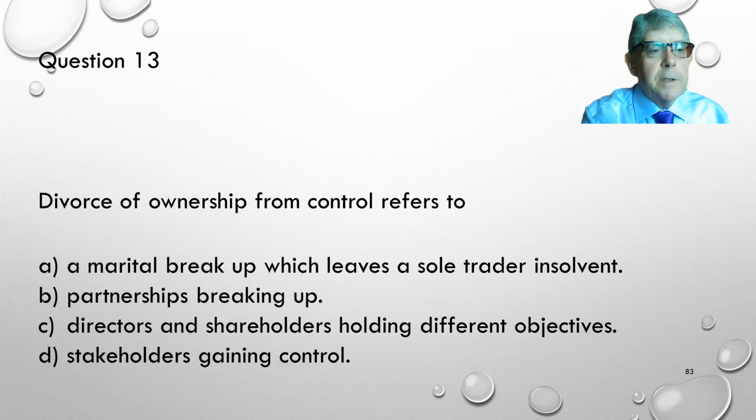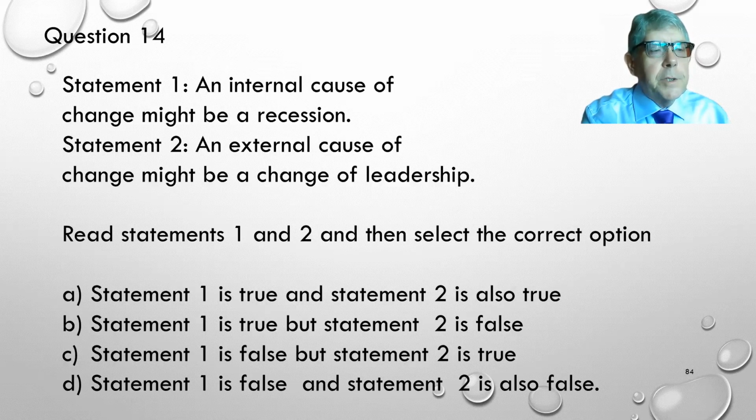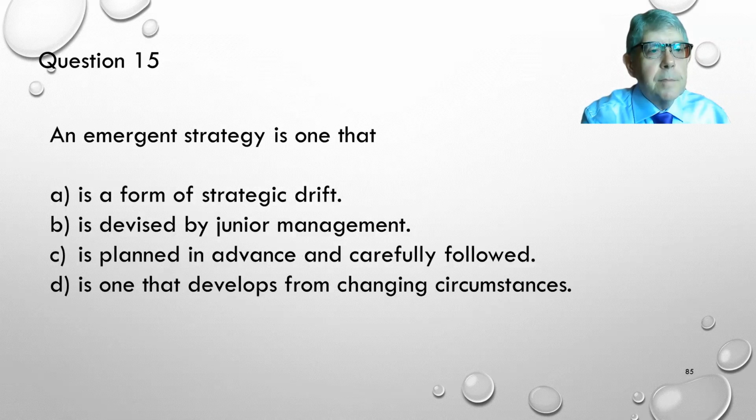Question 13. Divorce of ownership from control refers to A, a marital breakup which leaves a sole trader insolvent, B, partnerships breaking up, C, directors and shareholders holding different objectives, or D, stakeholders gaining control. Question 14. Statement 1: An internal cause of change might be a recession. Statement 2: An external cause of change might be a change of leadership. Read statements 1 and 2 and then select the correct option.